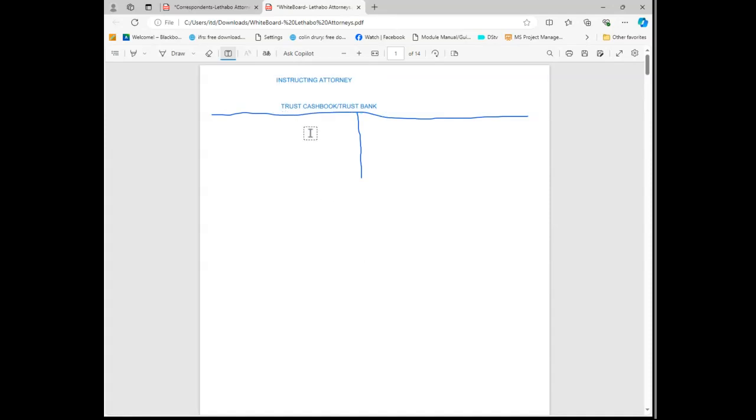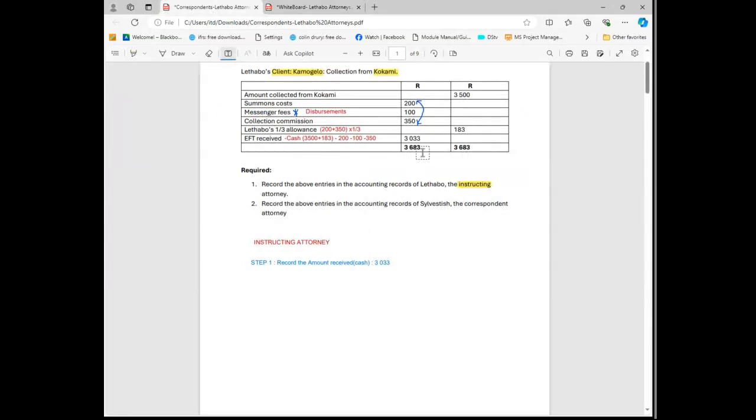So, as you know, this is always debit. This is always credit. This is the most important. This is under the trust books, under the instructing attorney. It is important for you to make sure that you know how to do it. Again, we know that this cash that we are going to receive, as you can see, is 3,033. It means it's going to go to the trust bank account.